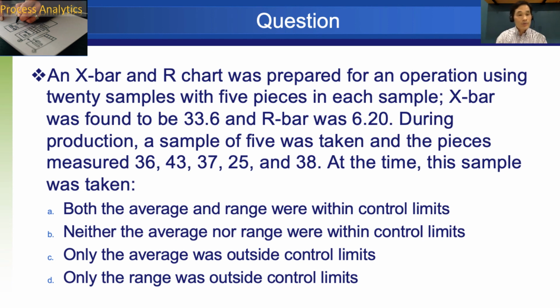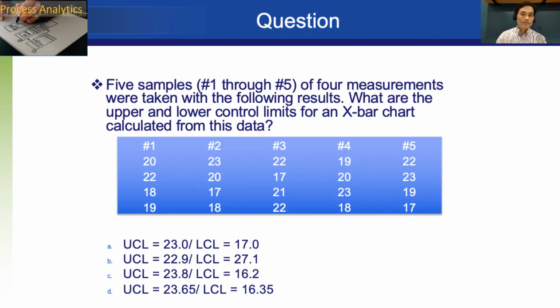Next question. An X bar and R chart was prepared for an operation using 20 samples with 5 pieces in each sample. X bar was found to be 33.6 and R bar was 6.20. During production, a sample of 5 was taken and the pieces measured 36, 43, 37, 25, and 38. If you calculate the X bar chart and R chart in this case, you will see that D is the answer. Only the range was outside the control limits.